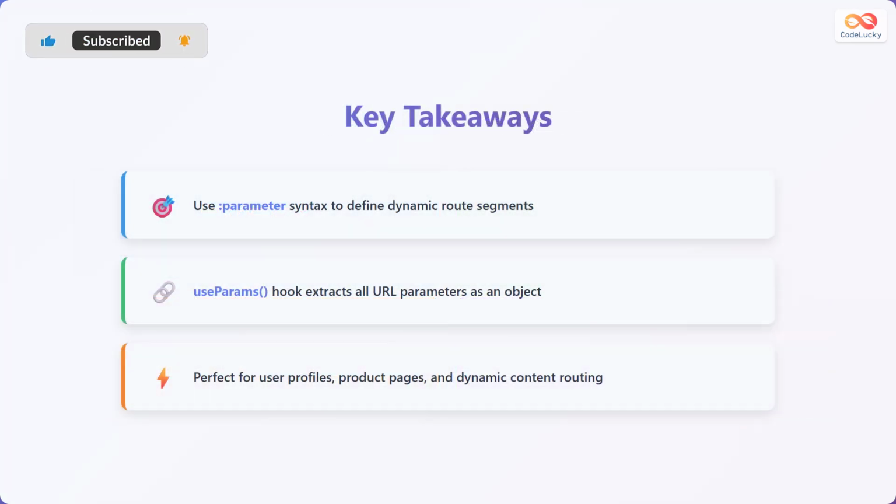Here are the key takeaways. Use the colon parameter syntax to define dynamic route segments. The useParams hook extracts all URL parameters as an object. URL parameters are perfect for user profiles, product pages, and dynamic content routing.